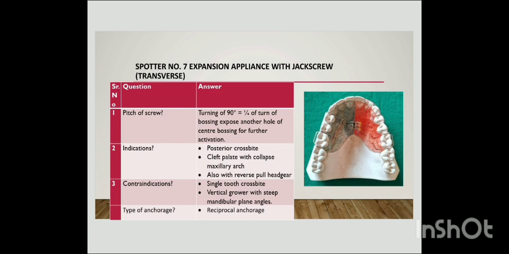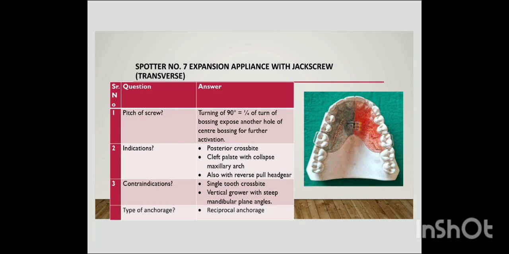So 0.25 into 4 which is equal to 1 mm of expansion it will create. Now indications, it is indicated in cases of posterior crossbite, cleft palate with collapsed maxillary arch and also with the reverse pull headgear. Contraindications: single tooth crossbite, vertical grower with a steep mandibular plane angle, and the type of anchorage is reciprocal anchorage.